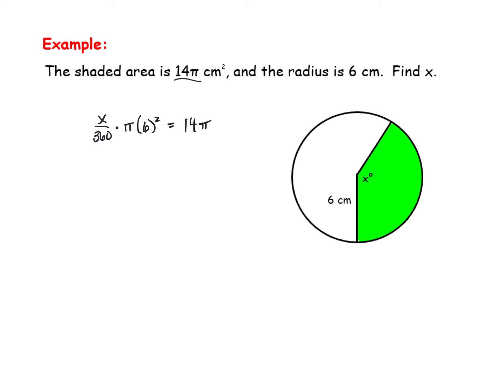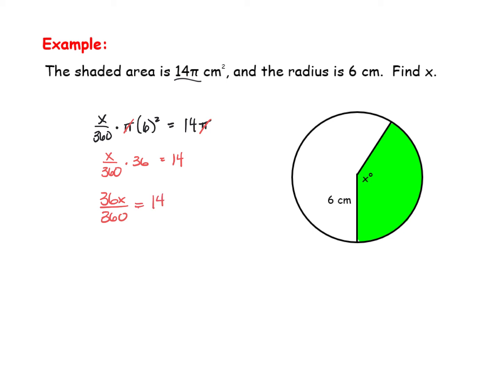All right, so let's clean this up a little bit here. I would actually divide both sides by pi because we have pi on both sides. So let's just get rid of that. So now I have x over 360 times 36 equals 14. All right, now this is where I like to do this mentally, but some people would like to divide both sides by 36 and then multiply both sides by 360. Okay. Also think about it this way. I'm going to show you mentally. You can do the algebraic way, the long way if you want.